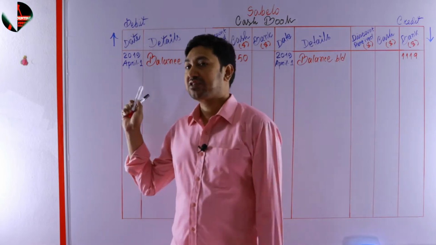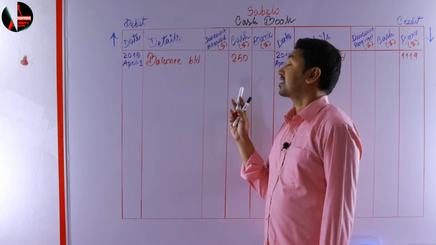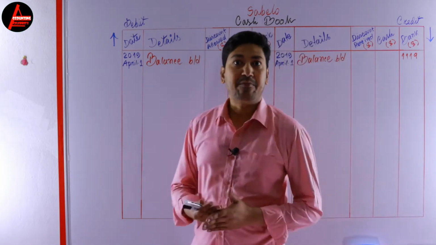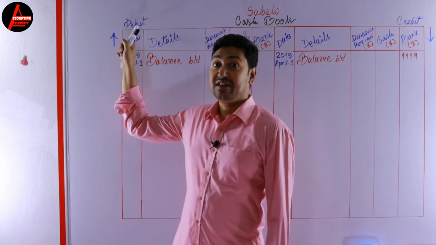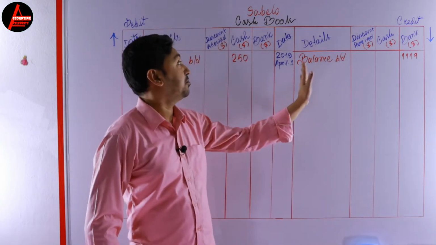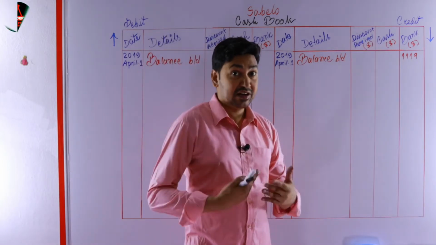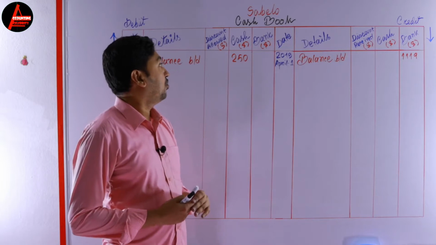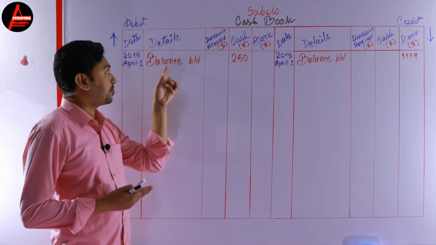What is the first column? Date, details, discount allowed, cash and bank. The same 5 columns we have here. This side is called the debit side, and these 5 columns are called the credit columns, the credit side. Now here we have already written the balance b/d.